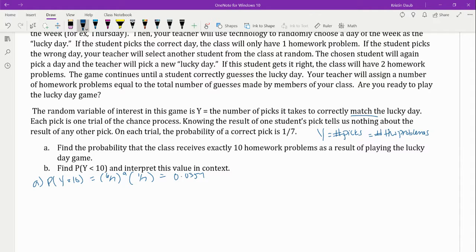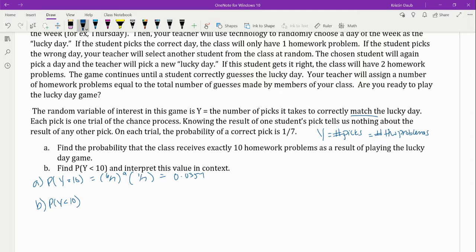All right, so let's look at number B. B is asking me for the probability that y is less than 10. So let's think about what this means first. This is going to be that the number of homework problems is strictly less than 10. Now remember, your teacher is planning on giving you 10 homework problems. So if you play this game, the goal is to have less than 10 homework problems. So let's see the probability that you would get less than 10 homework problems.